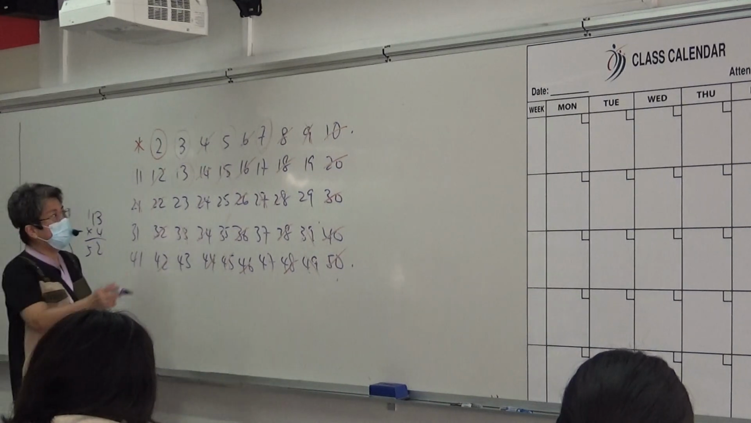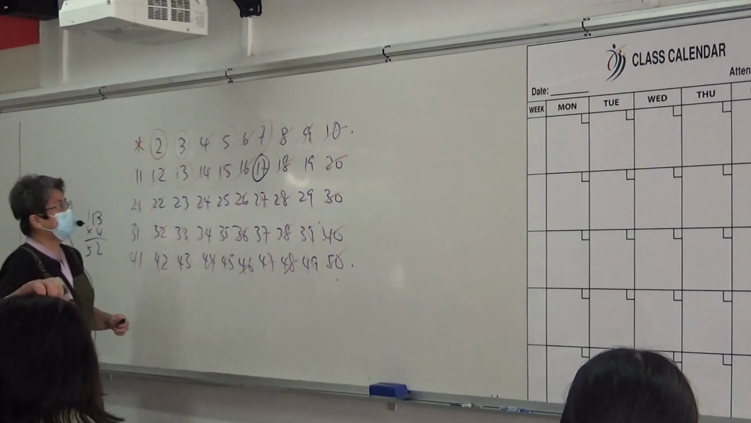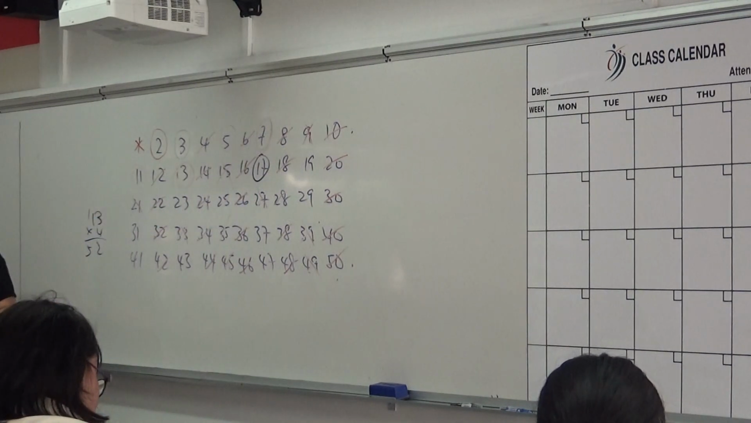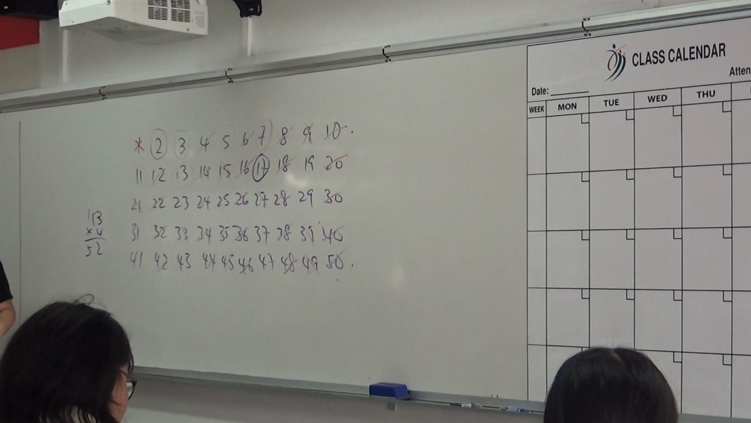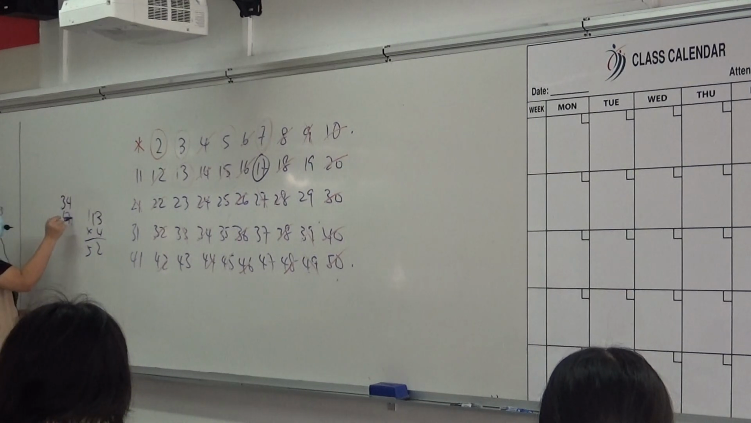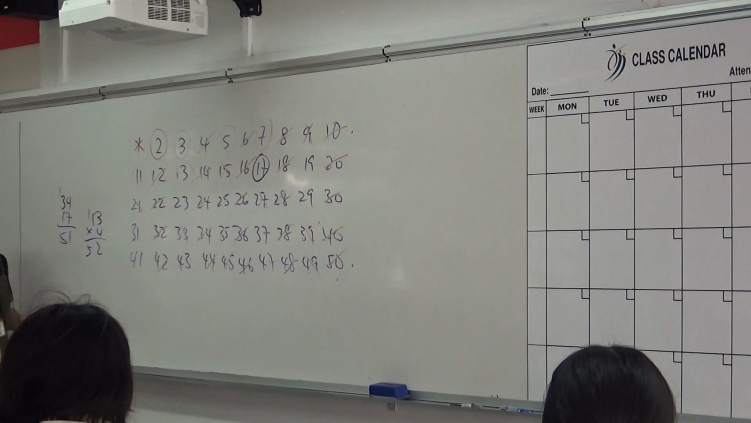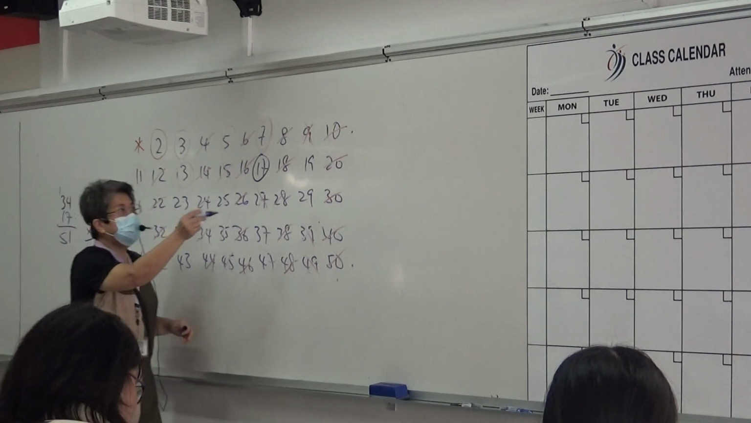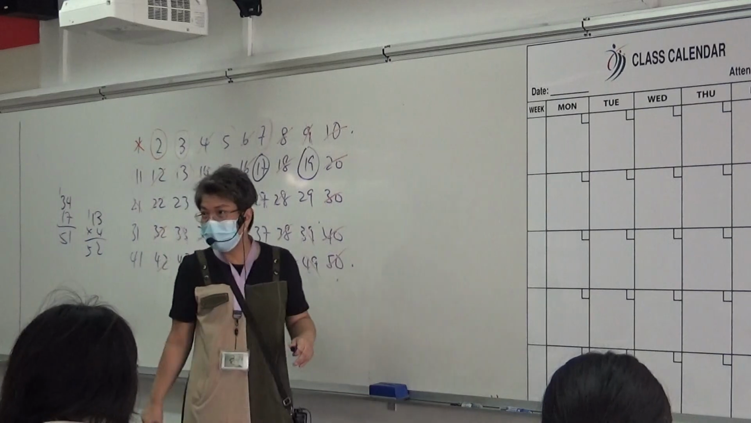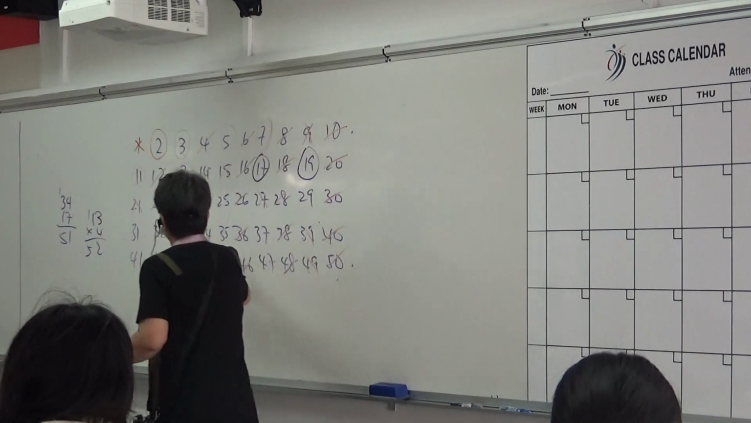What's the next number? 17. 17, what's the next one? 34. Okay, what's 34 plus 17? 51, right? So it's already exceeded, so we're not going to consider that. 19 will be 38, right? So we cancel. What's the next one?